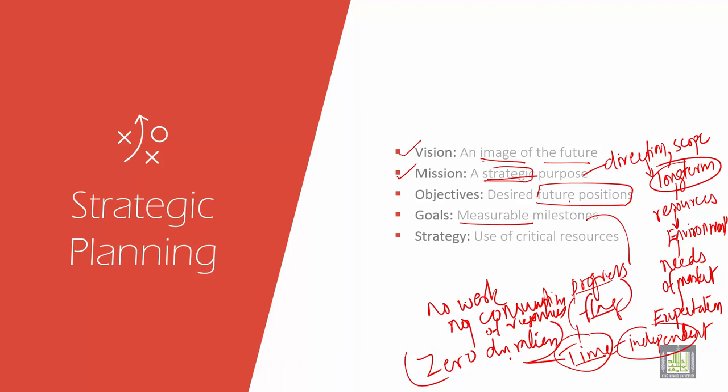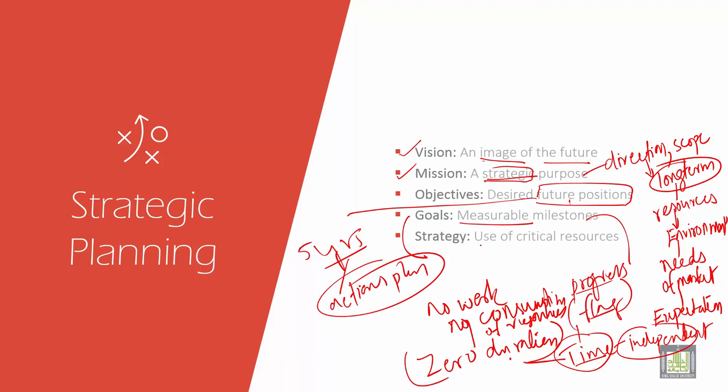Actually, these future positions are what you see over a fixed time period, like 5 years, based on the action plans. Then you have the goals for these action plans. Then you have the use of critical resources, based on the schedule, whether it is on time or overloaded when it crosses the time. So this is taken into consideration.